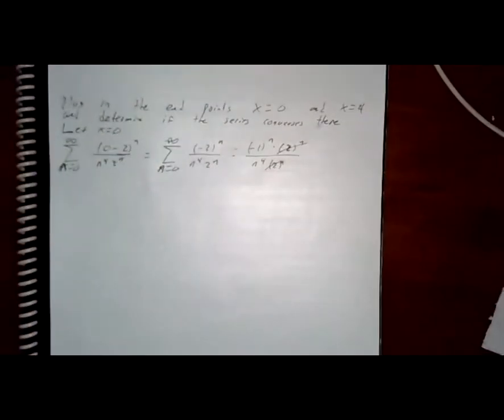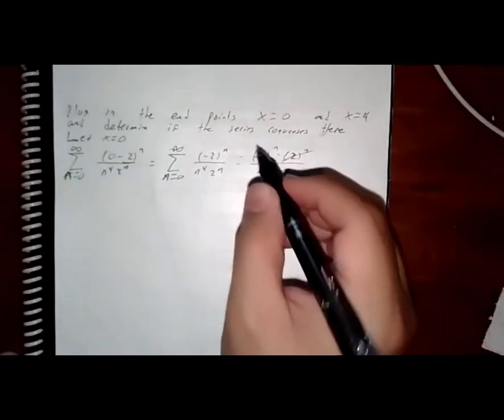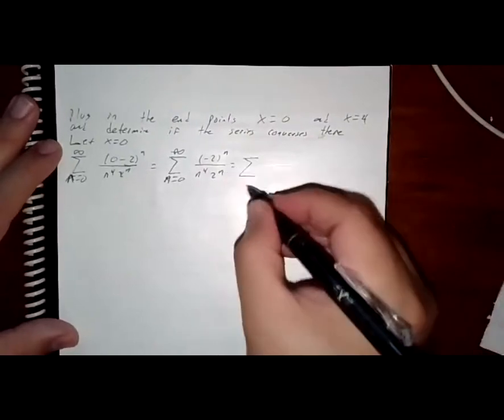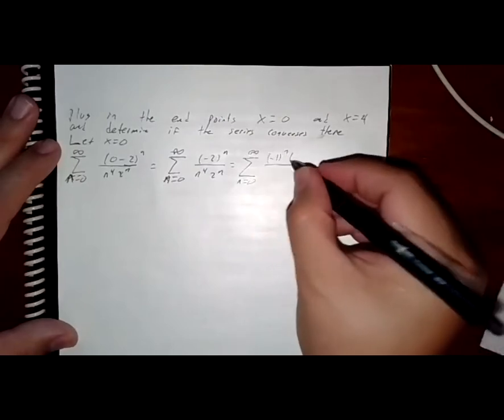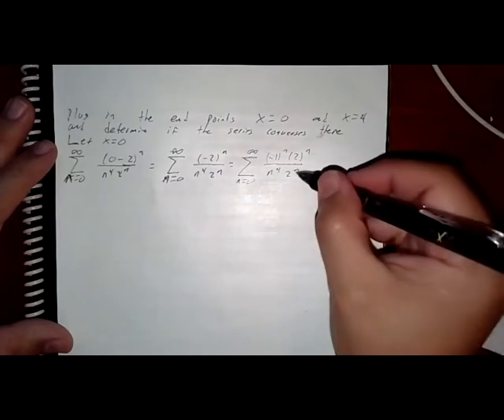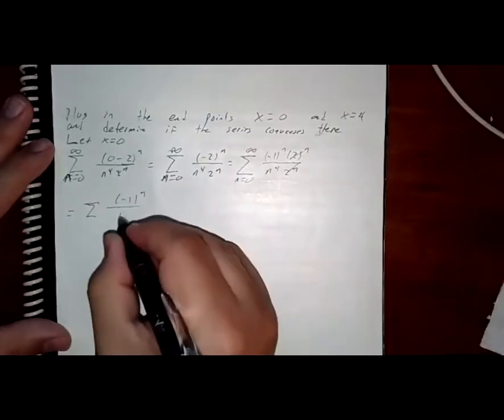Is this a continuation of the previous? Yeah, we're not done yet. We gotta check the endpoint 0 and the endpoint 4. So this is 0. I forgot to write the summation there. Okay, so these will cancel, leaving me with the series -1 to the n over n to the 4.